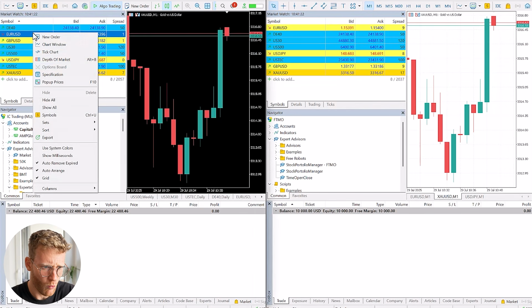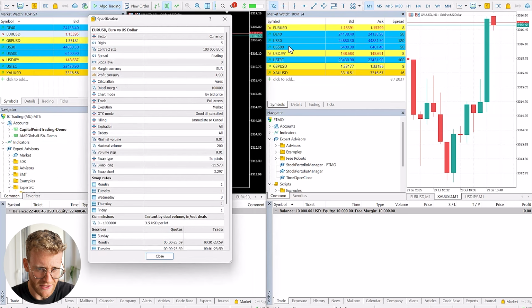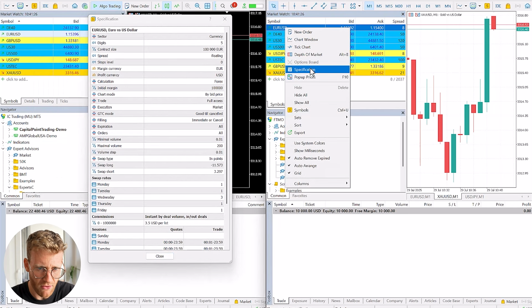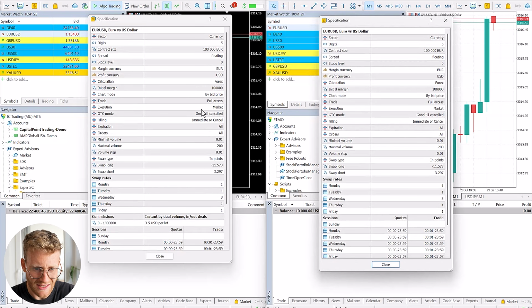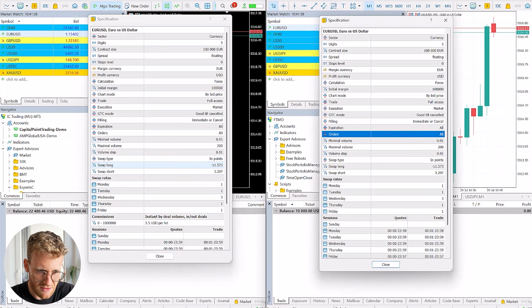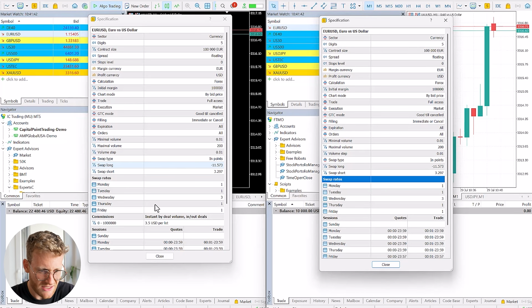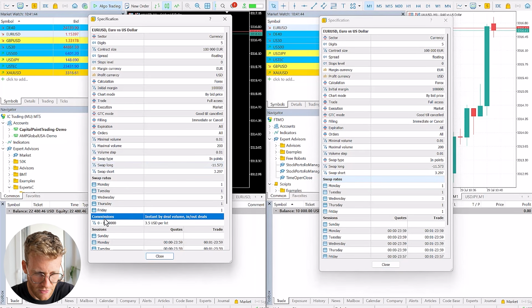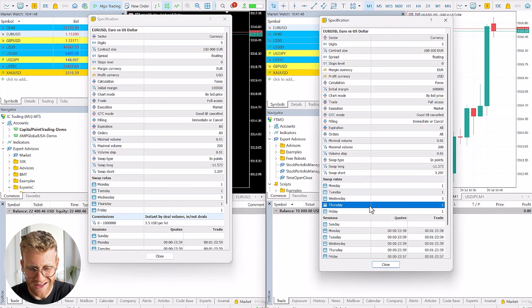Let me show it to you one more time. If we have a look at the specifications in both of these accounts, and we can easily compare this, we can see it's almost exactly the same, so it doesn't make a difference when it comes to the swap. The rest is always pretty much the same or exactly the same, but we do see a difference when we have a look at the commission, because the commission is only listed in the raw spread account and not in the standard account. So that's basically the only difference I was able to spot so far.